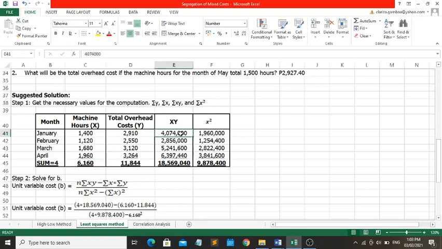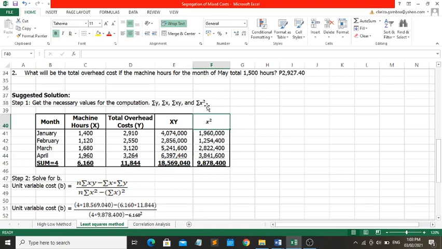So, what do we do for the summation of XY? We first need to find the product of X and Y. So, 1,400 times 2,910 is 4,074,000. And for February, the value of X, 1,120, multiplied by the value of Y, 2,550, gives 2,856,000, and so on for March and April. So we have the summation of XY: 18,569,040.